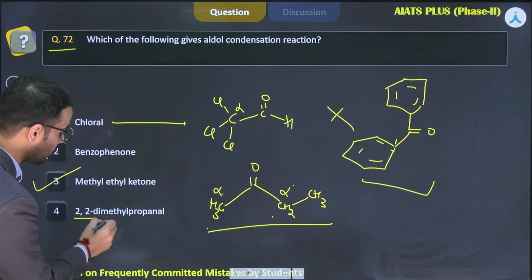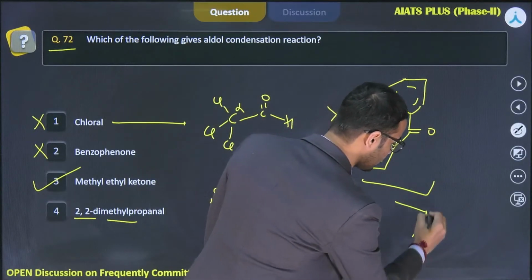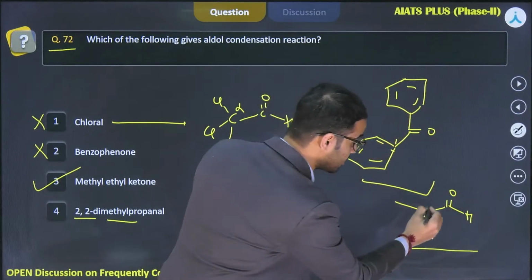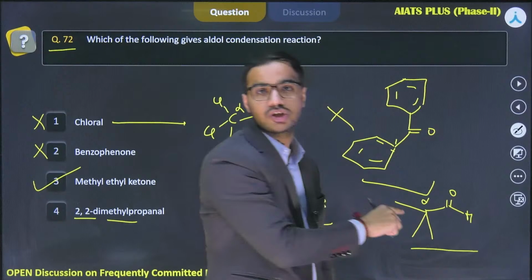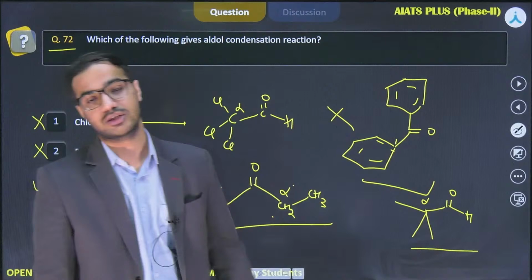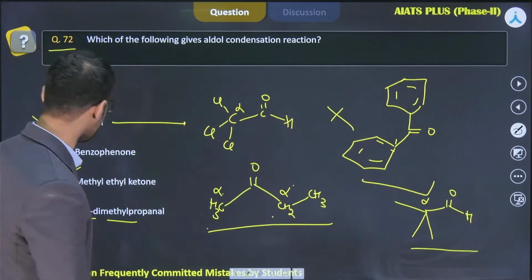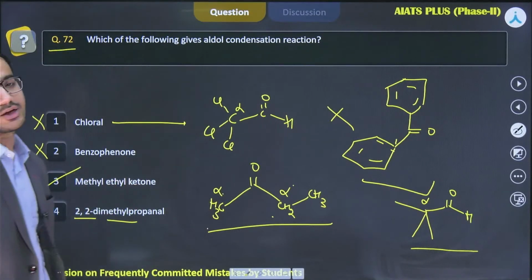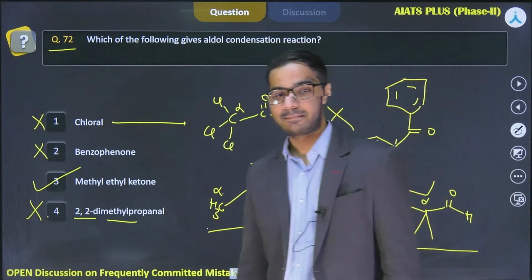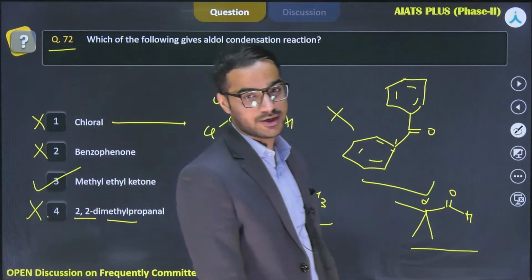You have 2,2-dimethyl propanal. What is its structure? Its structure is like this. This is the alpha position, and this alpha position does not have any hydrogen, so this will not be a case of aldol condensation. So this is also incorrect. So our final answer is methyl ethyl ketone. Is it clear? Okay, crotonaldehyde, that's absolutely correct.